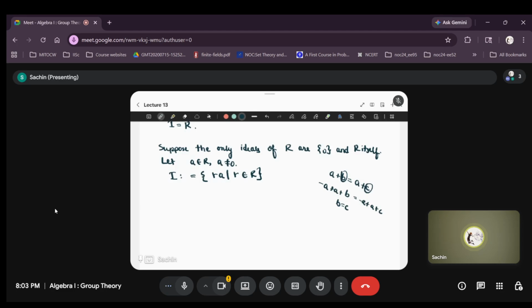So the contrapositive of this is that if B is not equal to C, then A plus B is not equal to A plus C. That means if you have two different group elements and you add the same element to them, you again end up with two different group elements. So if you pick a group element and add it to every element in the group, you would in the end get back the group, right? Is that clear?